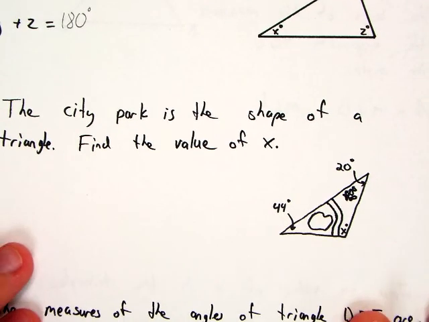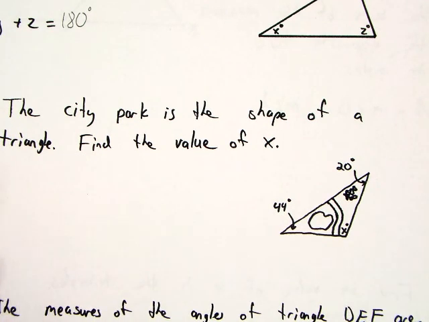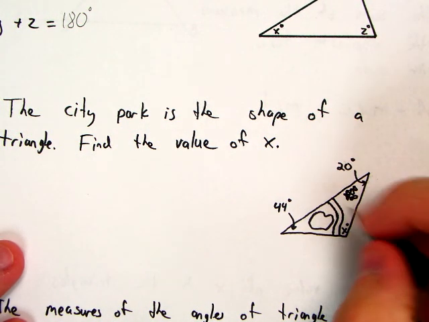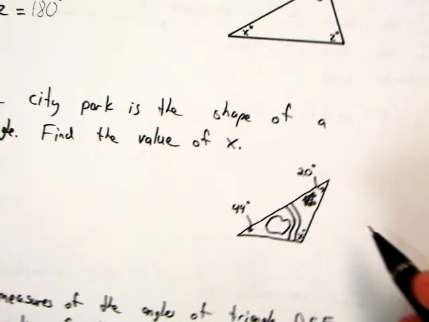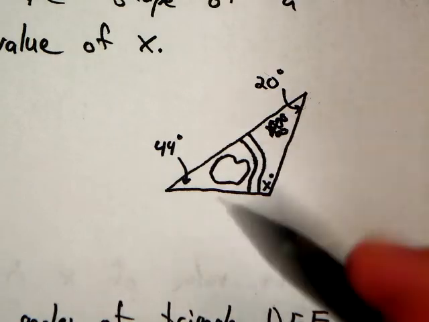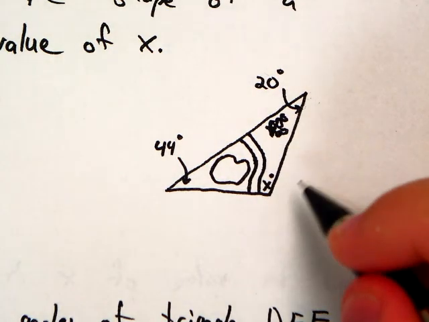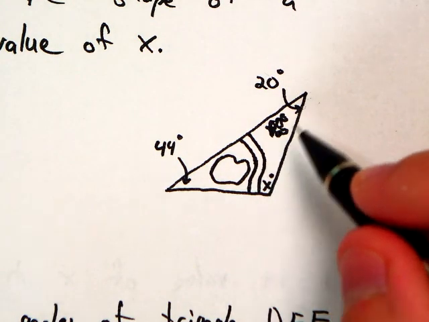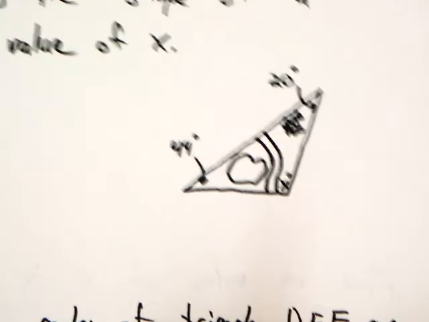Alright, let's look at example 1. It says the city park is in the shape of a triangle. Find the value of X. Now, that's right here in this corner. So, what we can do, there's two different ways that we can do it. One, we can write an equation, and that's going to be the more beneficial way for the future.